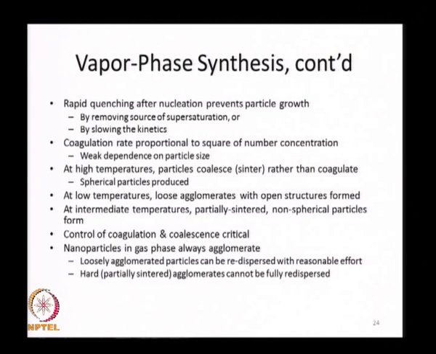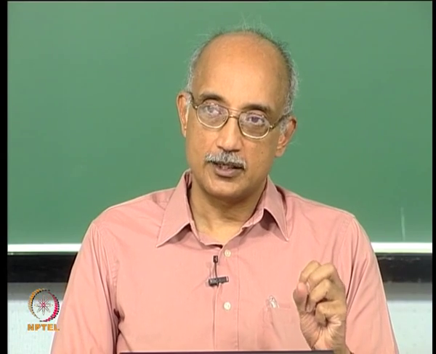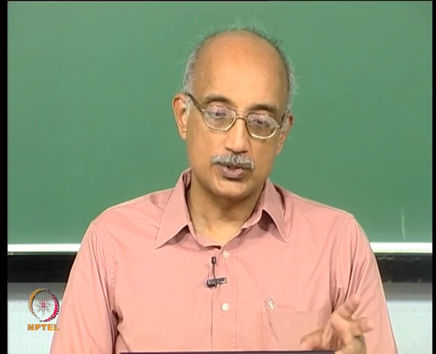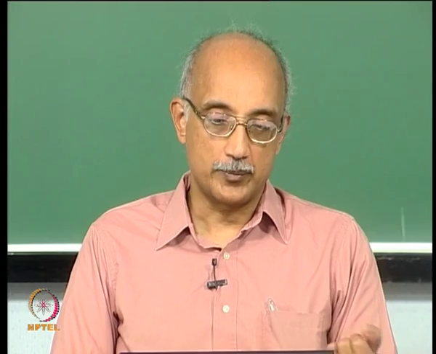So, do not allow the particle growth to happen. Now, how do you do that? You have to remove the source of supersaturation. You have to immediately shut off the flow of the vapor in order to eliminate the source, or you have to slow the kinetics of the growth phase. Now, the coagulation rate is proportional to square of number concentration. So, the more concentrated the vapor phase is, the greater will be the rate at which these nuclei coagulate. So, a simple way to reduce coagulation or growth kinetics is to reduce the concentration of the reactive vapor in the gas phase.